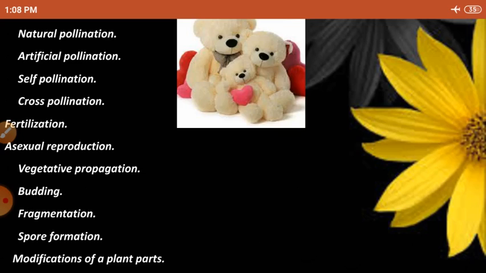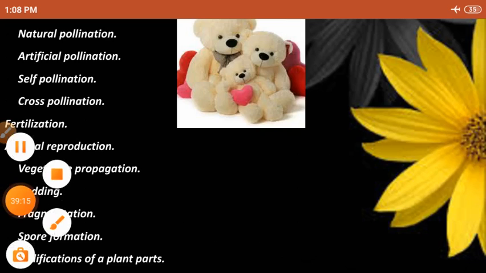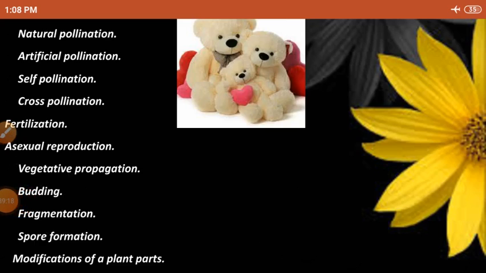Pollination and fertilization come under sexual reproduction. But we have one more type, asexual reproduction. Vegetative propagation: when a new plant is produced from the vegetative parts, that is called vegetative propagation. Vegetative parts means leaves, stem, branches and root, because these parts help in making food for the plants. Examples: sugarcane, yam and potato.